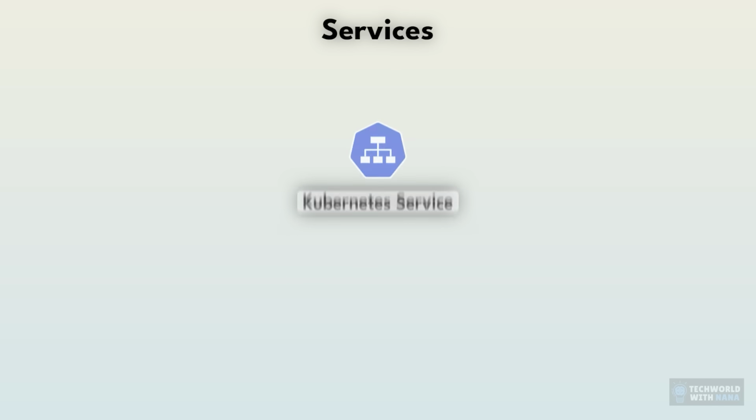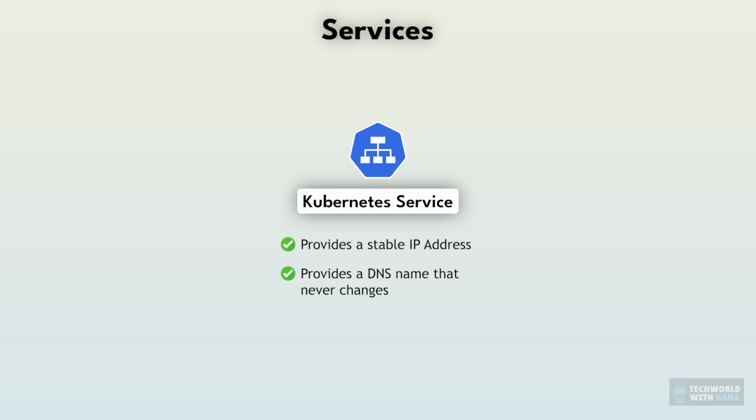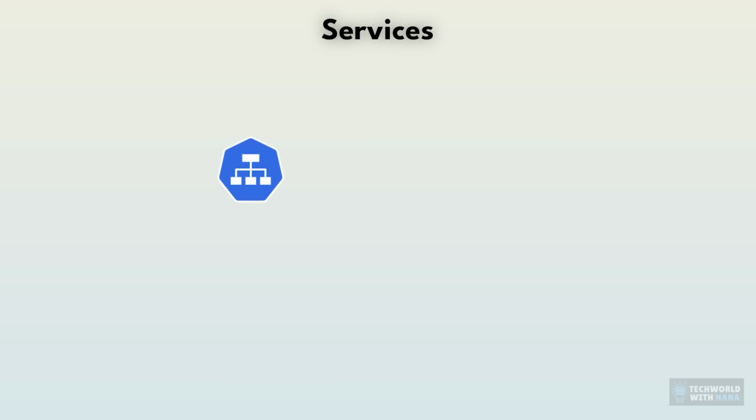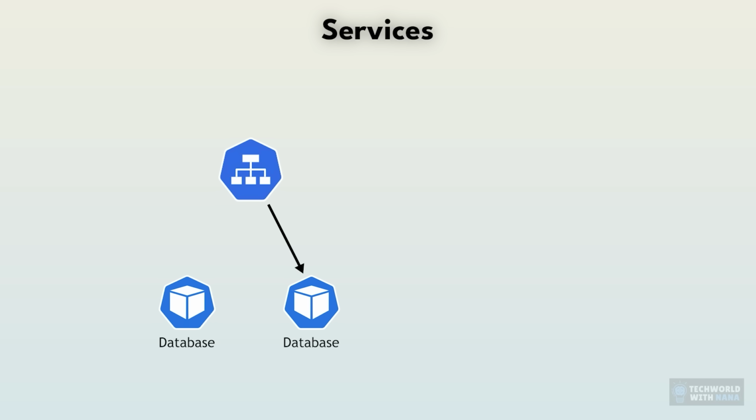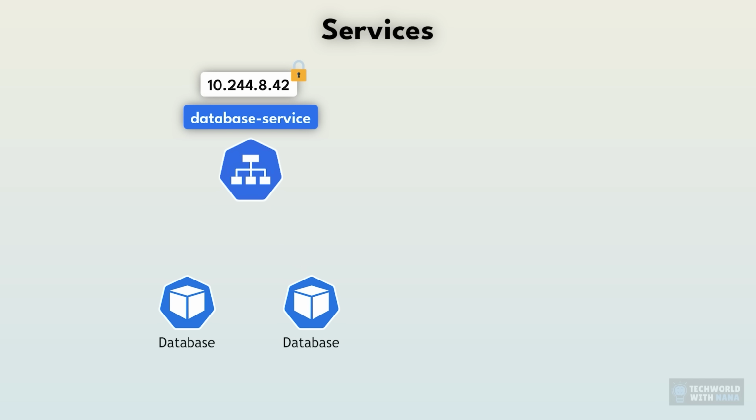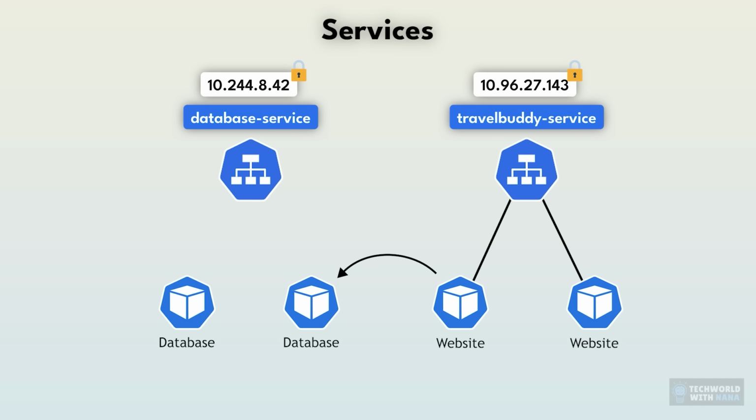Well, this is where Kubernetes services help us. A Kubernetes service provides a stable IP address and DNS name that never changes, even as pods behind it come and go. So we create a service for each of our pods, like our database pods, and the service gets a permanent IP address and a DNS name like database service. So now when our website pod needs to connect to the database, it connects to database service instead of connecting to a pod directly. And the service automatically forwards the connection to one of the healthy active database pods.